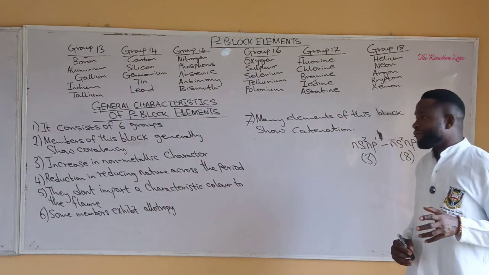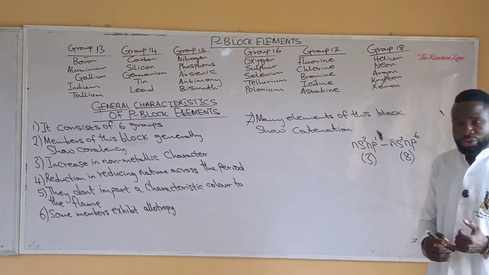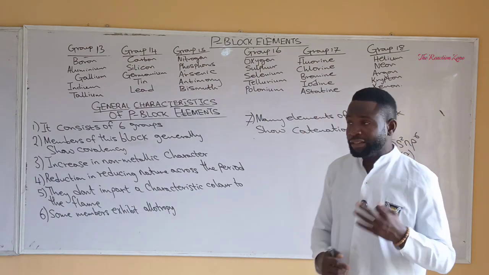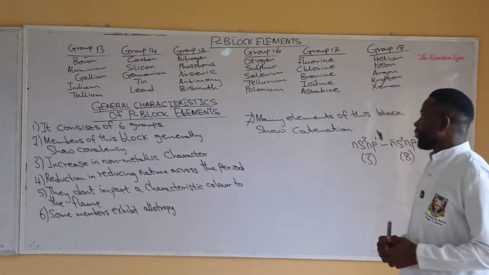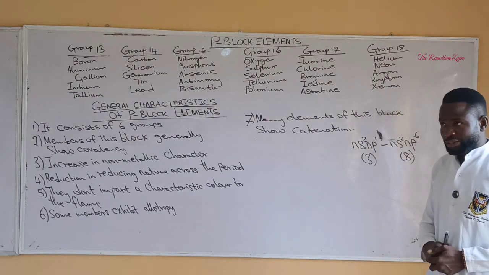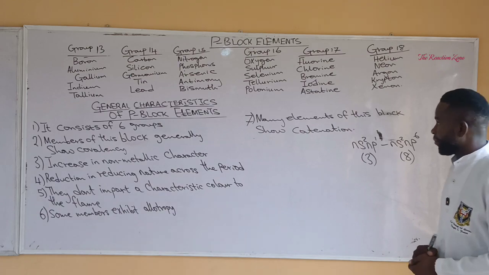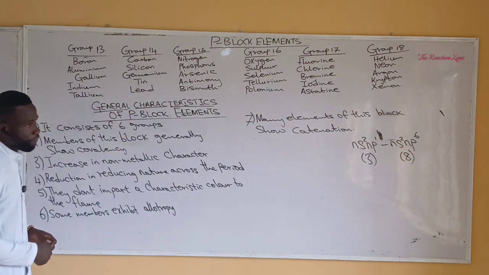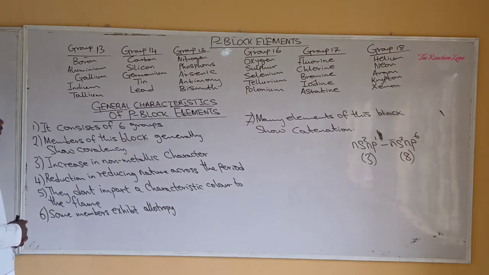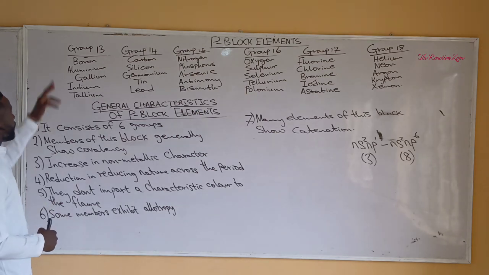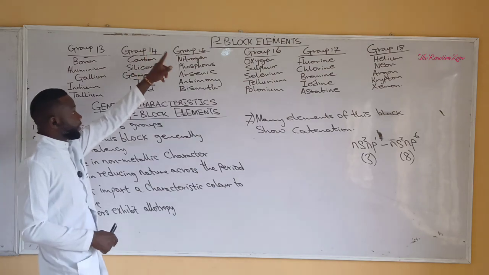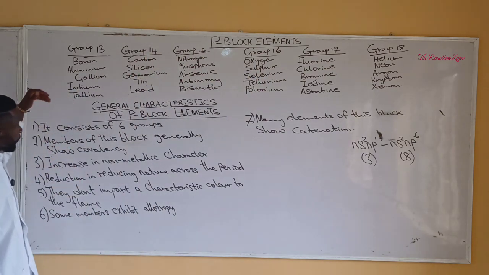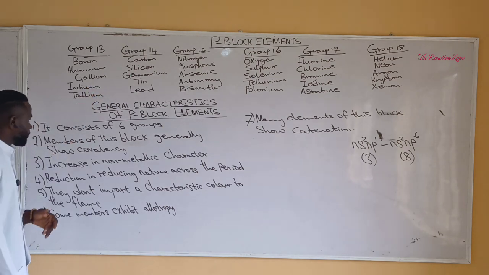Members of this block of elements include some metals, all non-metals, as well as metalloids. Now we're going to look at the general characteristics of P block elements. The first is that it consists of 6 groups. P block elements comprise elements of group 13, group 14, group 15, group 16, group 17, as well as group 18. If you count the number of groups, you discover that there are 6.